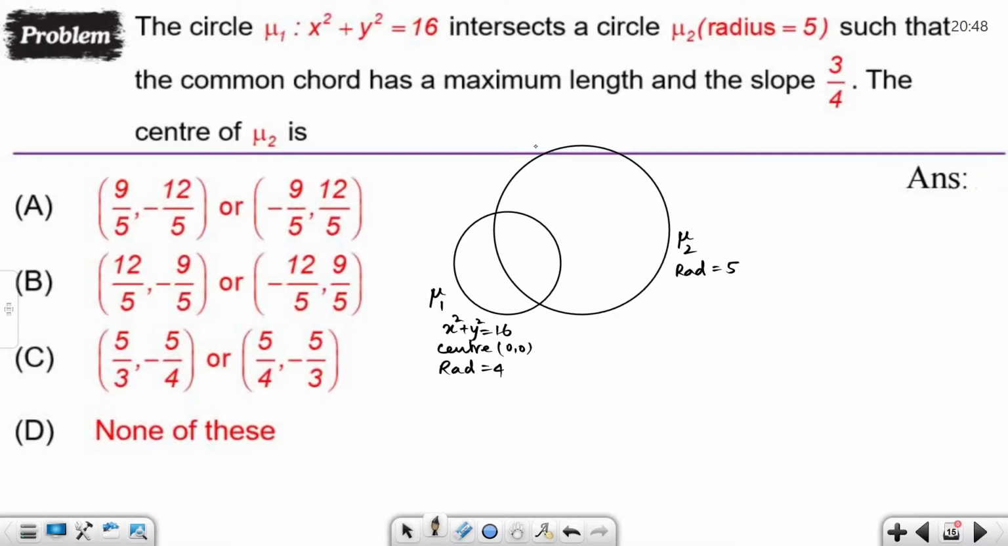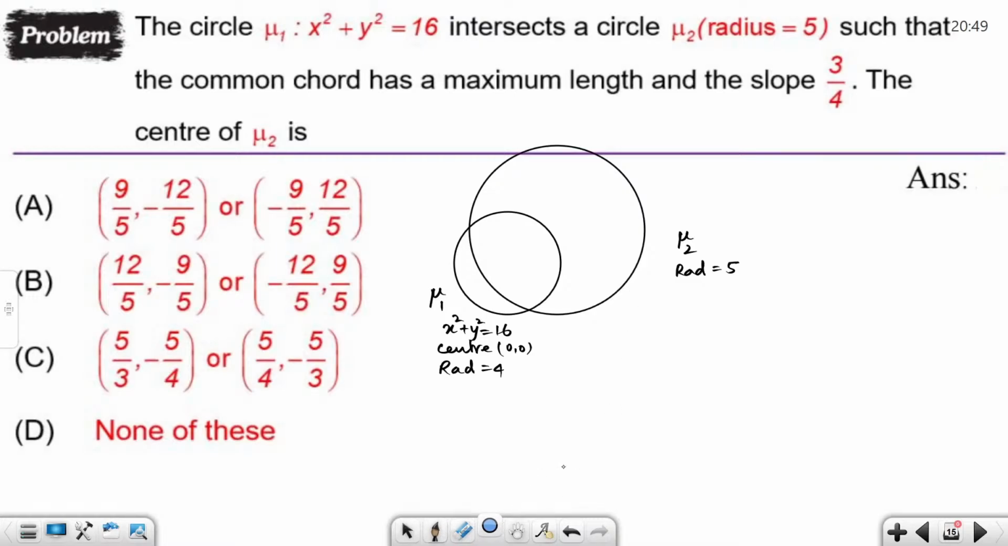Now, they have said that this circle mu2 has intersected the circle mu1 in such a way that the common chord has maximum length. The common chord is having maximum length. Does anything come to your mind? What does it mean, that the common chord will be of maximum length? This is the common chord. This length is the maximum length of the chord in the circle mu1.